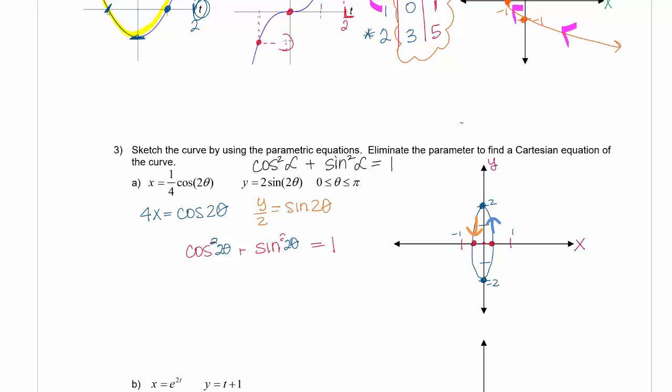And I know if 4x is cosine 2 theta, I can square that. So I have 4x quantity squared. And if sine of 2 theta is y over 2, I can square that to get sine squared of 2 theta. Now technically I've eliminated the parameter, but I'm going to help you out so you know how to draw these. So if I square to remove parentheses, it looks like so.